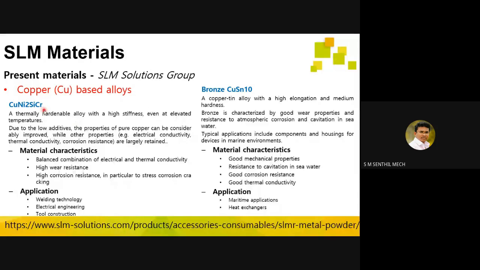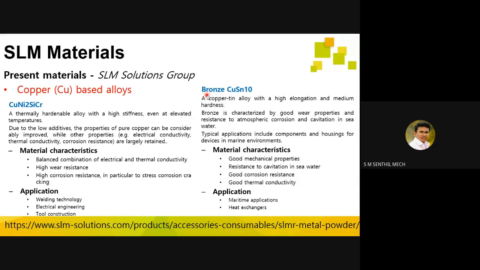So due to low additives, the properties of pure copper can be considerably improved, while the other properties, like electrical conductivity, are maintained. They are also retained. Okay, so it has a balanced combination of electrical and thermal conductivity. So this will have both the electrical and thermal conductivity, and also high wear resistance. Since it has these good metal properties, it is finding its application in building technology.